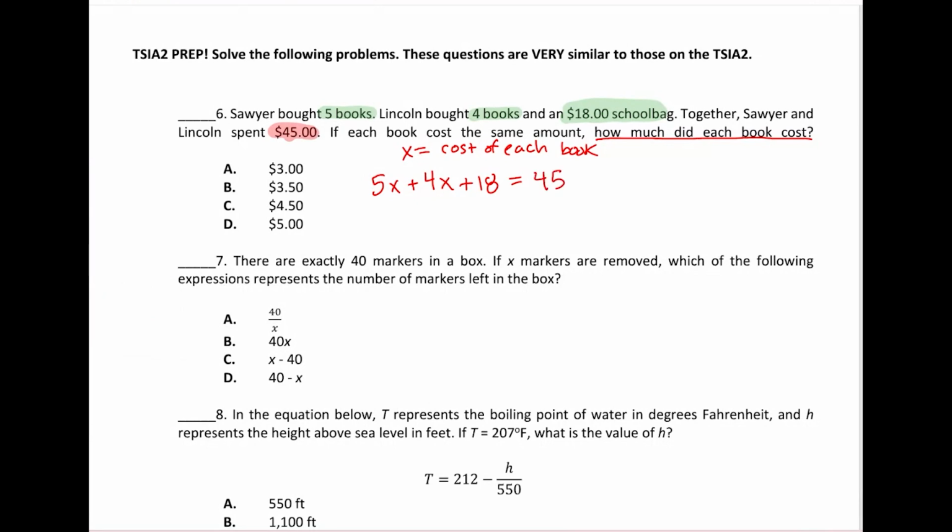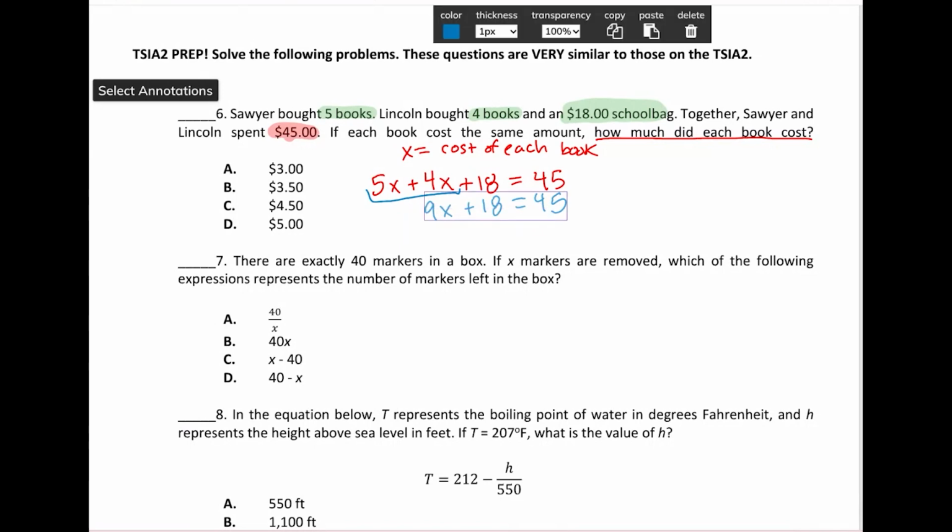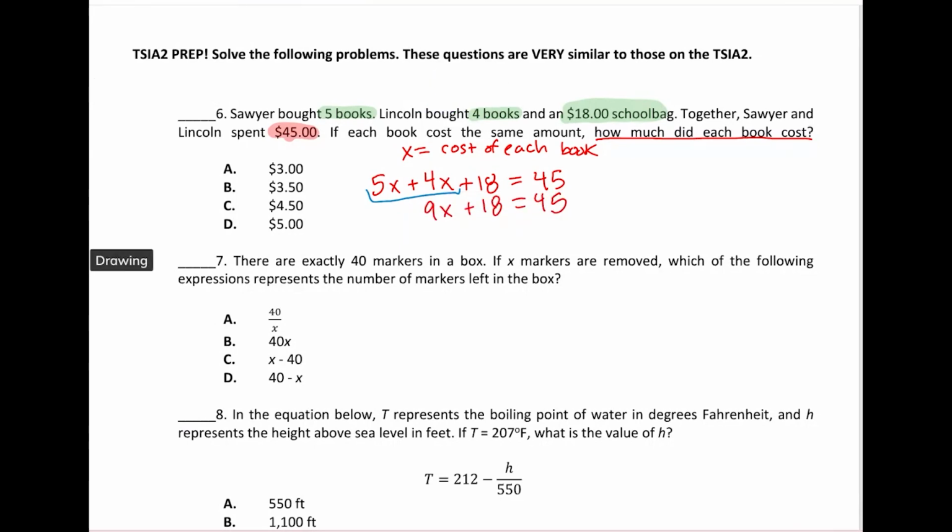Now, we can go ahead and solve this algebraically. In fact, let me just do that quickly. If we combine these, 5x plus 4x is 9x. But I also want to point out that once you have this set up, you can also just use the answer choices to your advantage. Let me make that a little easier to read there. You can also just use the answer choices to your advantage.